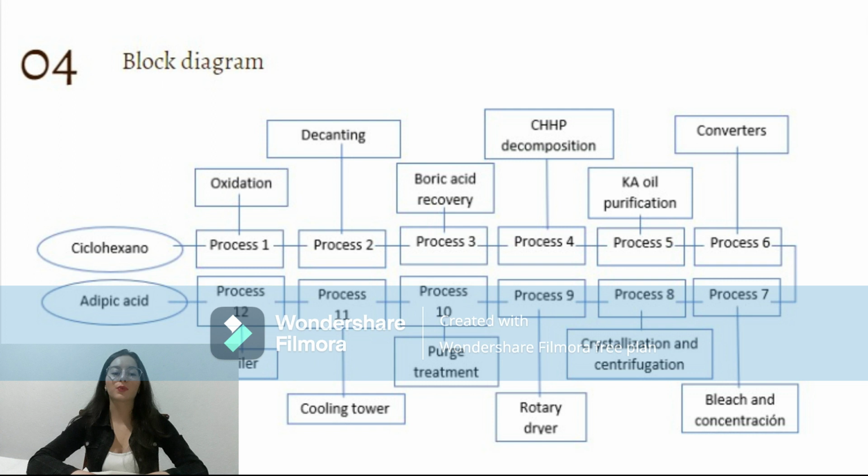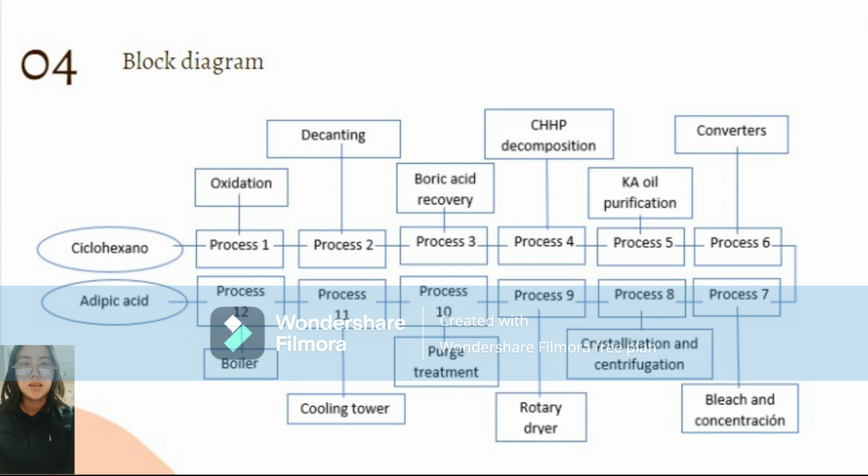Process 6, the nitric acid passes through the chemicals, with a gas release. Process 7, bleaching and concentration of the substance. Process 8 is divided into two stages: the first is crystallization and the second is centrifugation. Process 9, a rotary dryer. Process 10, purge treatment. Process 11, cooling tower. Process 12, boiler. All these processes are required for the production of adipic acid.